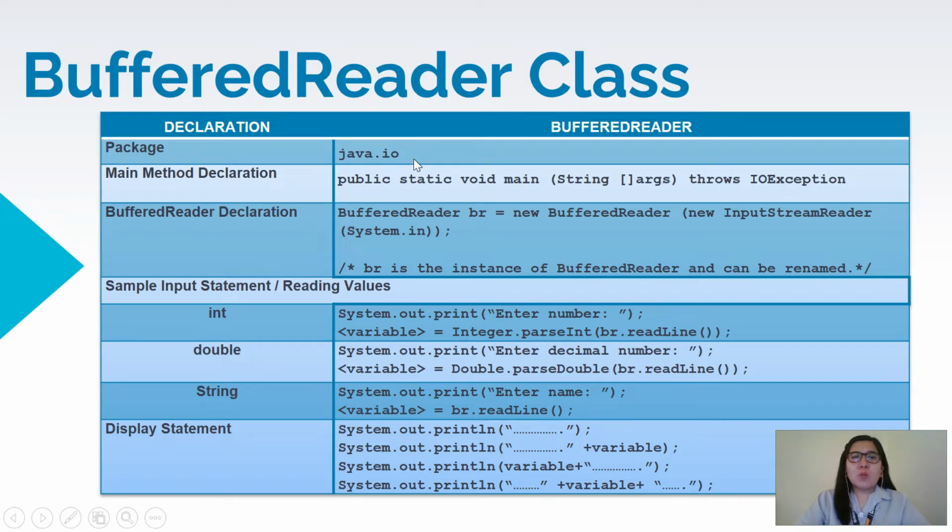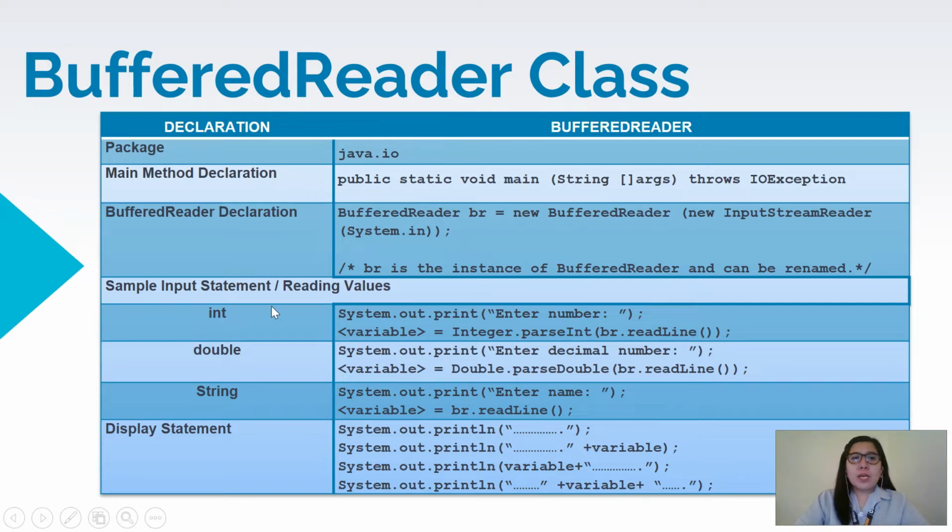So for package, we have java.io. For the main method declaration, we have the usual method declaration, public static void main(String[] args), with the presence of throws IOException wherein it can handle errors. BufferedReader declaration, we have BufferedReader br, wherein br is the instance of BufferedReader and this can be renamed, is equal to new BufferedReader(new InputStreamReader(System.in)). Take note on the following punctuations or symbols that have been used.